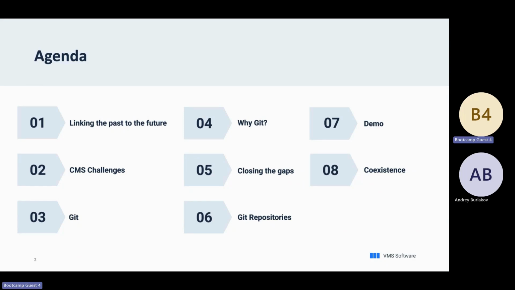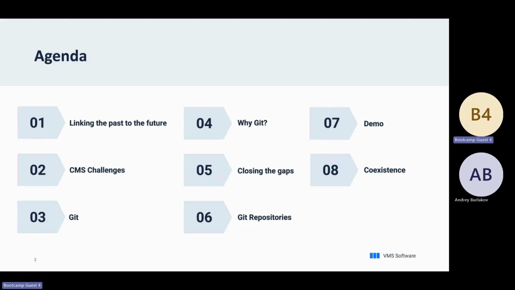I will talk about the version control history, which I called linking the past to the future. After that, I will talk about CMS challenges. I know that CMS is great anytime, but we will talk about the challenges part. After that, I will speak about Git overall in general, why choose Git, and how Git will close the gaps. I will show you some statistics regarding Git repositories. After that, I prepared some demo. We will show it. And finally, we can summarize with coexistence of CMS and Git.